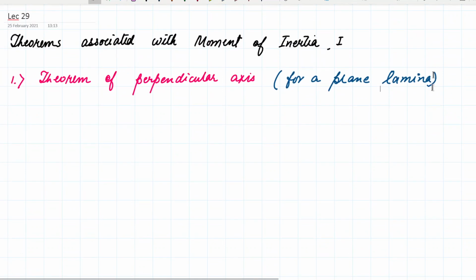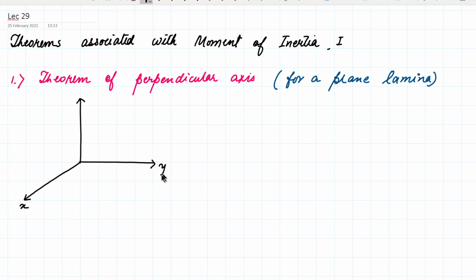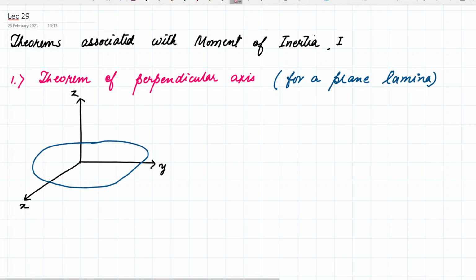So for example, if you have a plane lamina which is distributed in the xy plane, let's suppose. So this is your xyz, and your plane lamina, let's suppose it is somewhere here. Okay, this is a plane lamina, it is on the xy plane. Now this plane lamina is a continuous distribution of mass. Okay, every single point is associated with some kind of a mass.